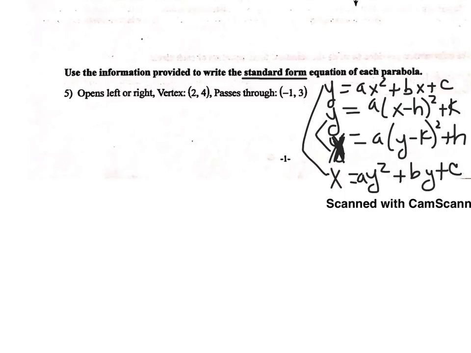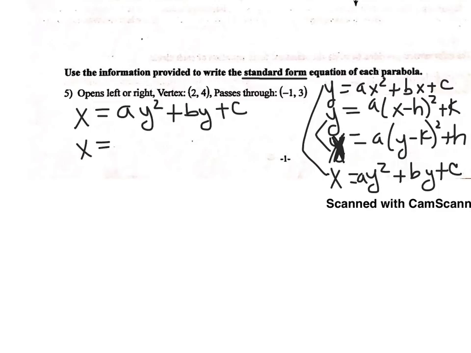All right, so on this one it says we want to write this equation in standard form. So we want one that opens left or right, and the vertex is at 2, 4 and passes through the point -1, 3. Well, if it opens left or right, we know that that equation is going to be an x equals. So we're going to write an equation that is x equals ay squared plus by plus c. This is what we want to have in the end. But to get there, we're going to have to use the vertex form.